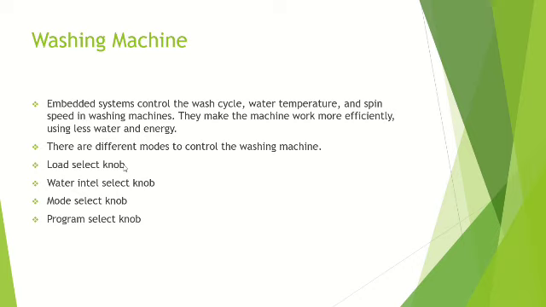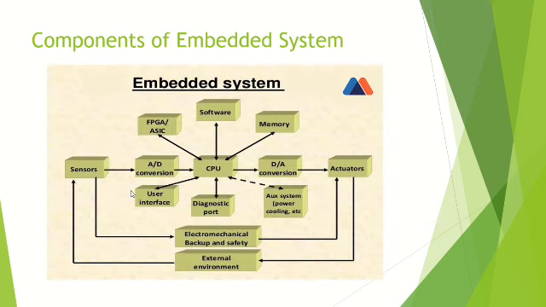These are the different modes to control the washing machine: load select knob, water intake select knob, mode select knob, program select knob. This is the brief explanation about the washing machine. Then go to the components of the embedded systems.